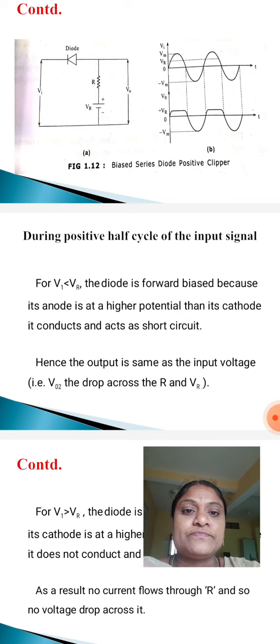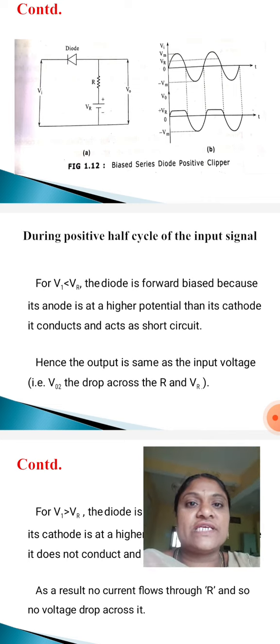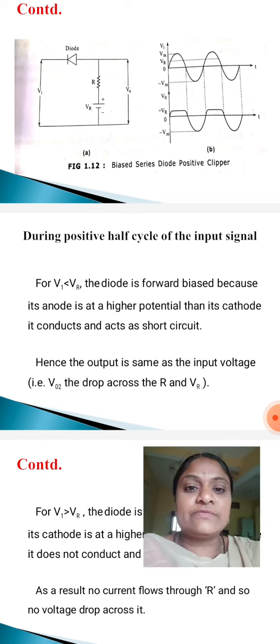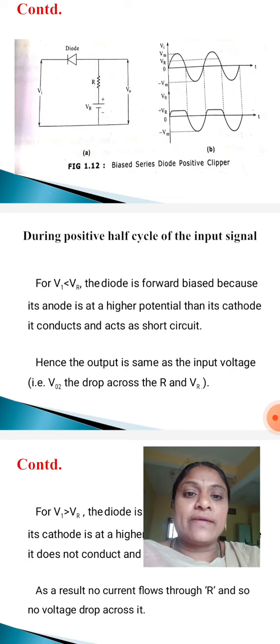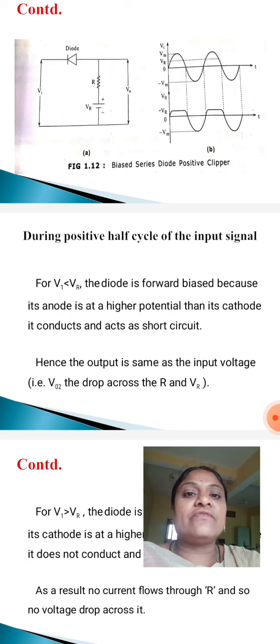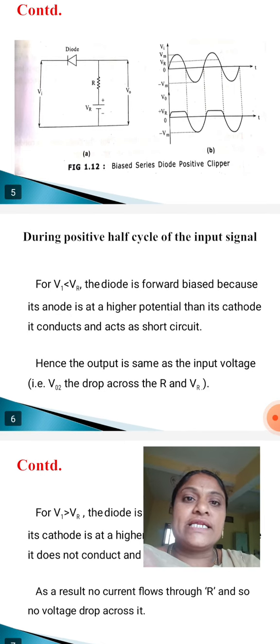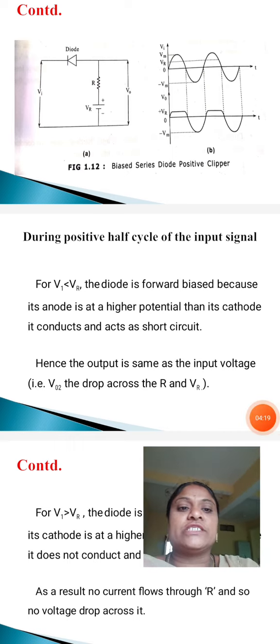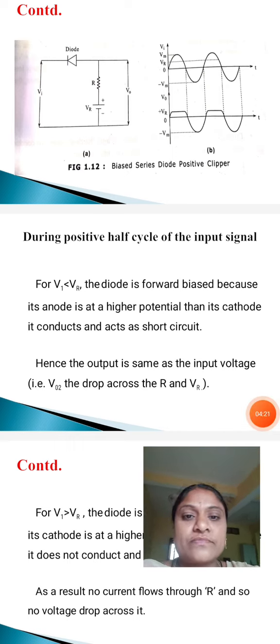See this figure. During the positive half cycle of the input signal, there are two voltages: one is the input voltage and the other is the bias voltage. Then compare these two voltages. First of all, if the input voltage is high, then what about the output? And second case, if the bias voltage is high, then what about the output voltage? Observe one by one. Okay.